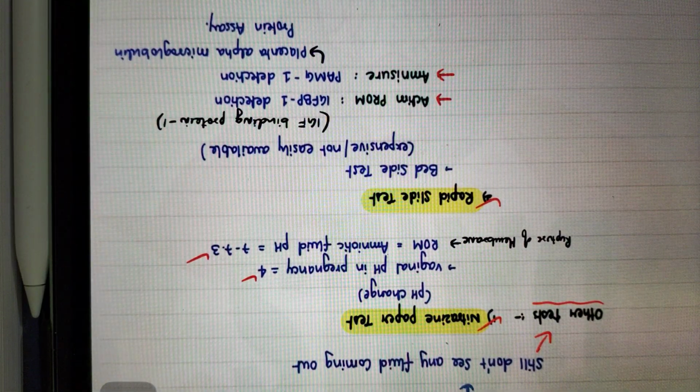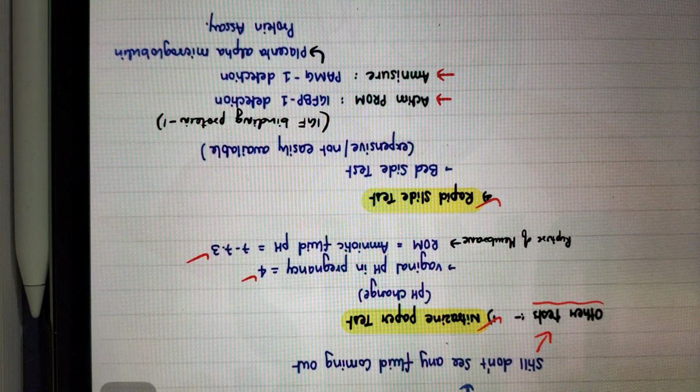First is nitrazine paper test. We see here the pH change. Now the normal vaginal pH in pregnancy is 4. In cases of rupture of membrane, the amniotic fluid pH becomes 7 to 7.3. Another test is rapid slide test. This is a bedside test, but it is expensive and not easily available.